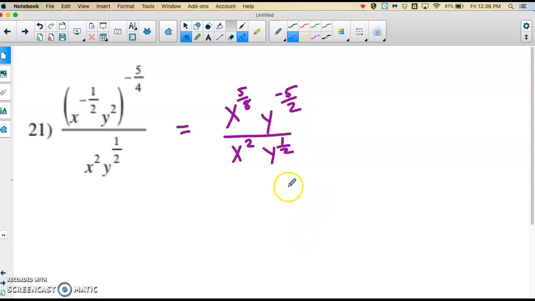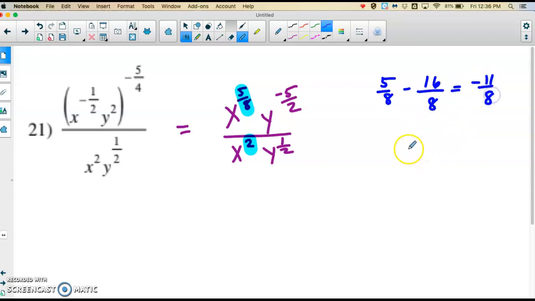Okay, so now we're all about that base, so we're going to go ahead and subtract. So with the x's, I'm going to do the x's first. I'll highlight that right here. So with that, we have 5/8 minus 2. We have to get a common denominator. So that's going to be 5/8 minus 16 over 8. And that is going to be a negative 11/8. So that's going to be on your x. So it's going to be x to the negative 11/8.